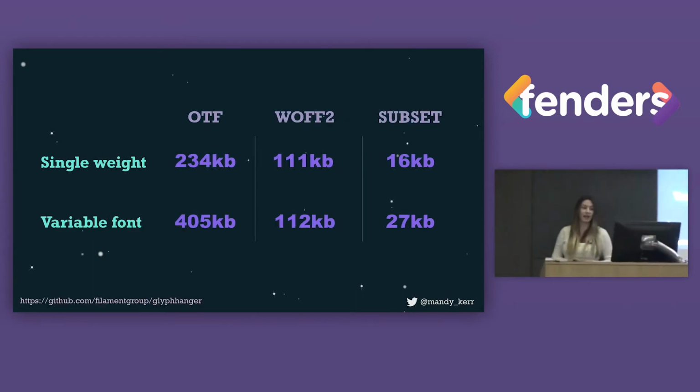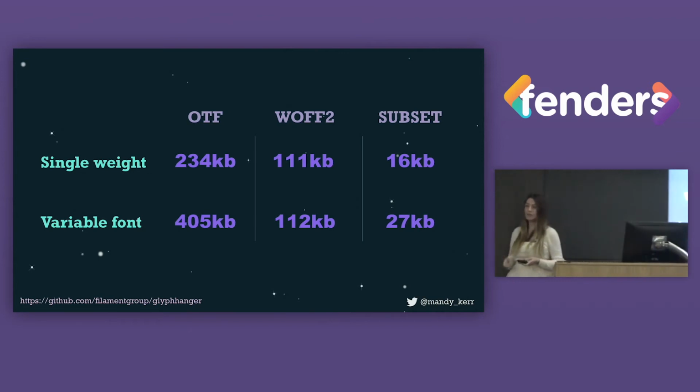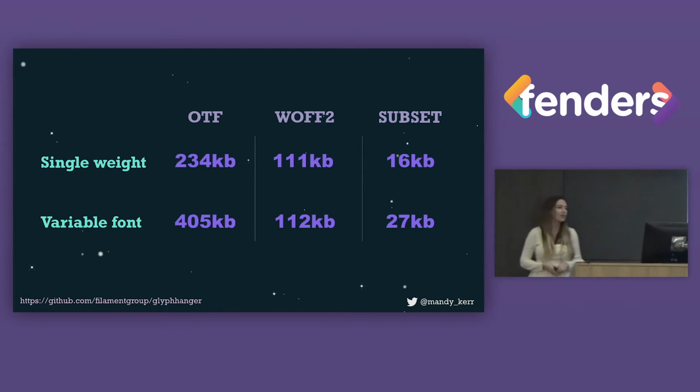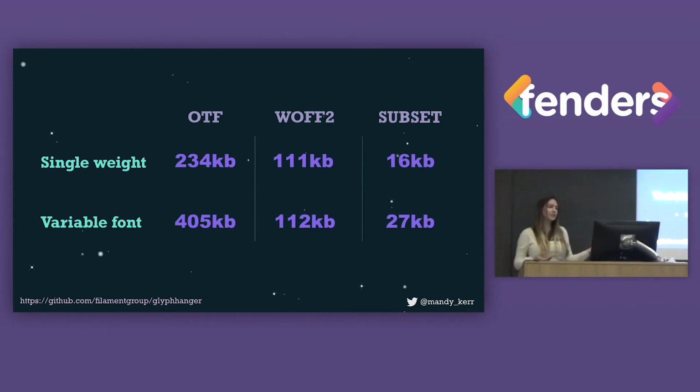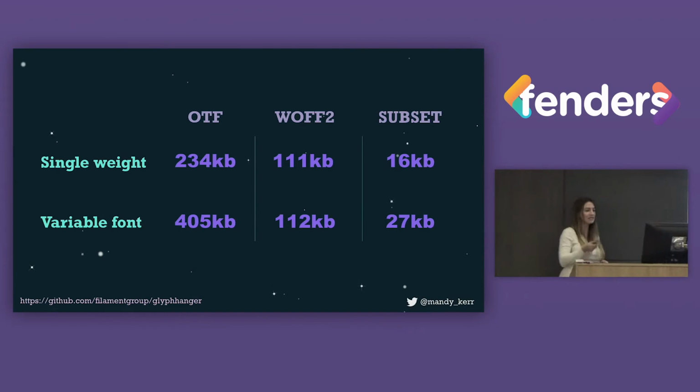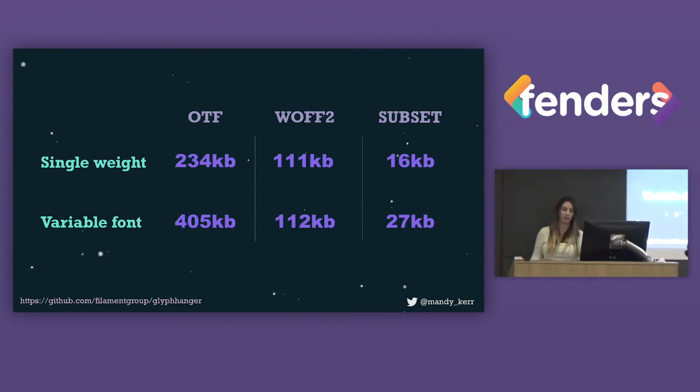So I subset Source Sans to the Latin characters and numbers, and that includes the exclamation marks and stuff like that. The single weight drops to 16 kilobytes, and the variable font drops to 27. This is super simple to do. I used a tool called Glyphhanger by Filament Group. And you can see here the variable font is quite a bit larger percentage-wise, but it's still smaller than 2 of the single weight combined. And normally, if you're going to have a font in your site, you'll at least have regular and bold, typically. So I still think it's a good trade-off because you get a lot more options with the variable font.